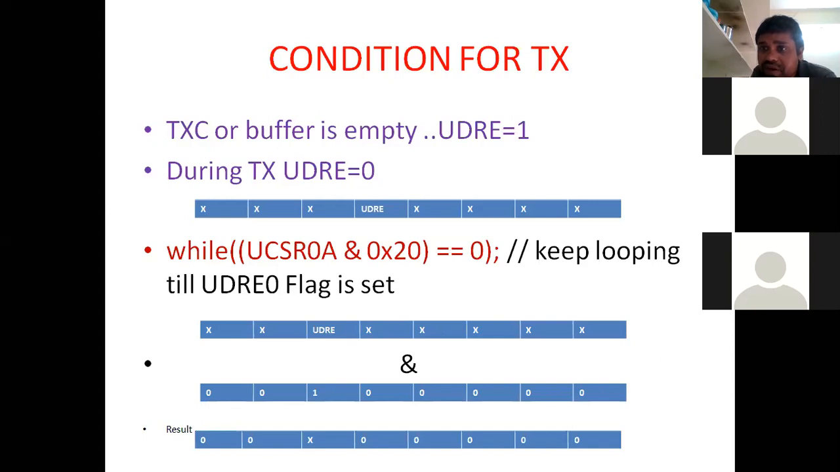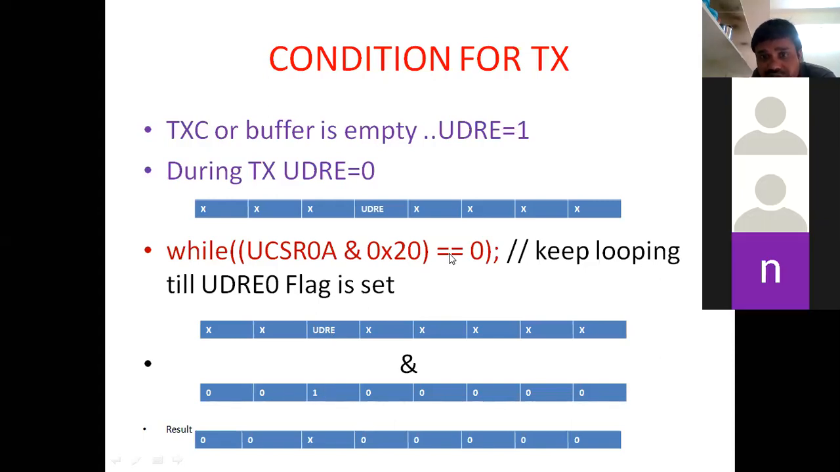Out of 8 bits, if you are sending the fifth bit also, we consider the buffer as full. If the buffer is full or some data is available, the UDR empty bit equals 0. 0 into anything equals 0. 0 equals 0 means the condition is true. The condition true with a semicolon means the microcontroller keeps on executing here only until the buffer is empty.